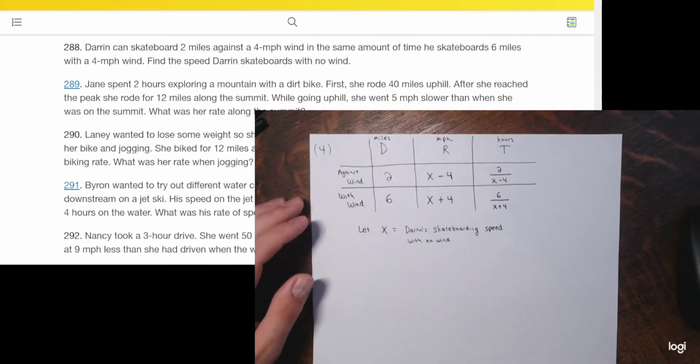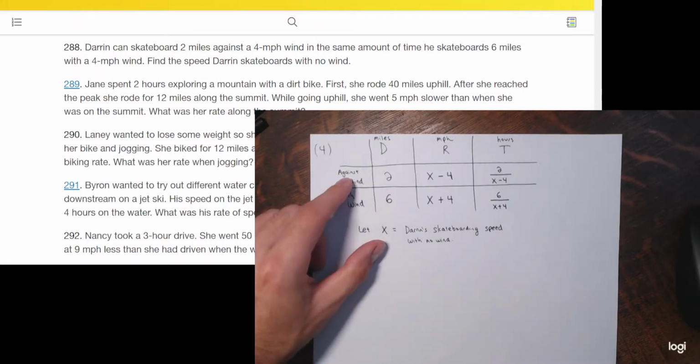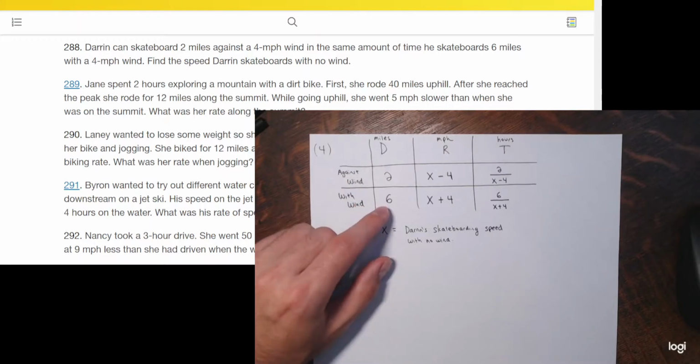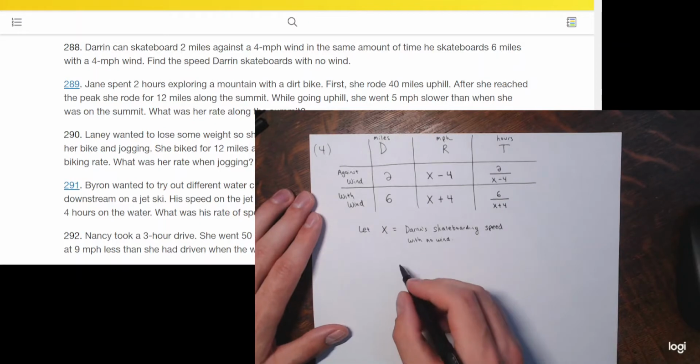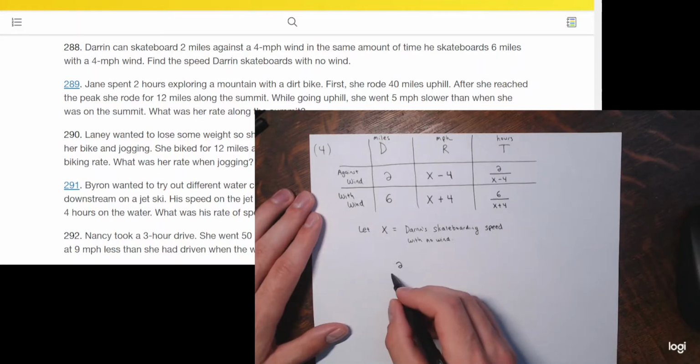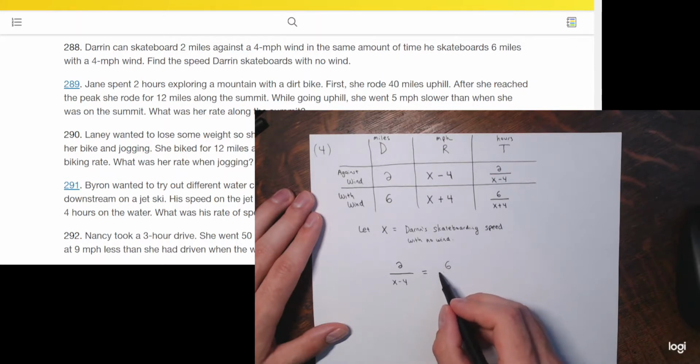And once again, it says that these two trips are taken in the same amount of time, right? The time he skateboards 2 miles against the wind is the same amount of time as he skates 6 miles with the wind. So I'm just equating these times again. So we have 2 over x minus 4 equals 6 over x plus 4.